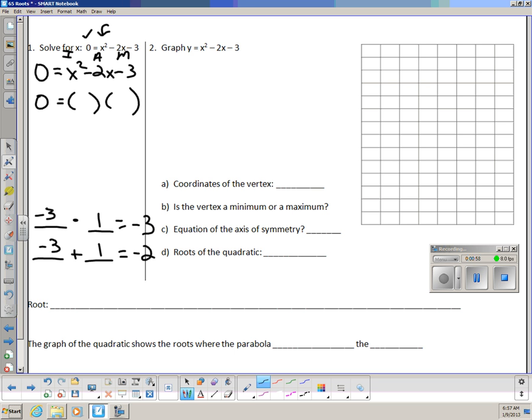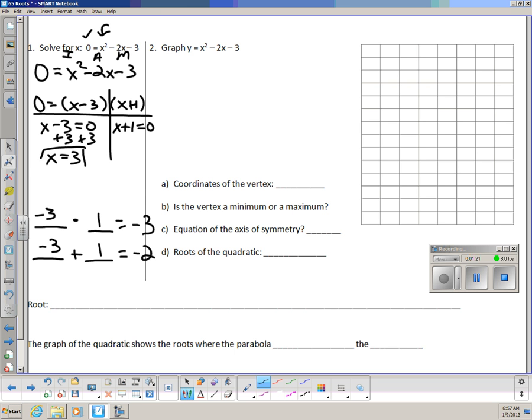So my factors are going to be x minus 3, let me write that again, 0 equals x minus 3 times x plus 1. And then I can set each factor equal to 0 to get the solutions to the equation. Add 3 to both sides, x equals 3. Subtract 1 on both sides, x equals -1. And there are my answers.